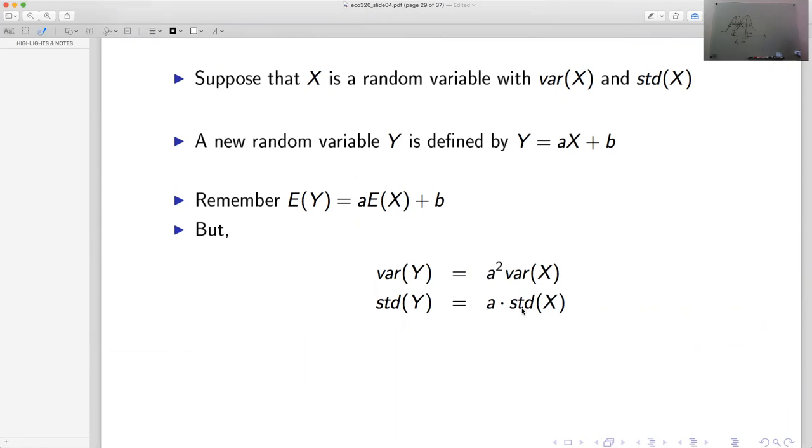For example, if your standard deviation was 4, and then I multiply the data by 5 times, then your standard deviation will be 5 times 4, which is 20. But your variance would be multiplied by the square of whatever I multiply, for example 5, so it's going to be 5 squared.